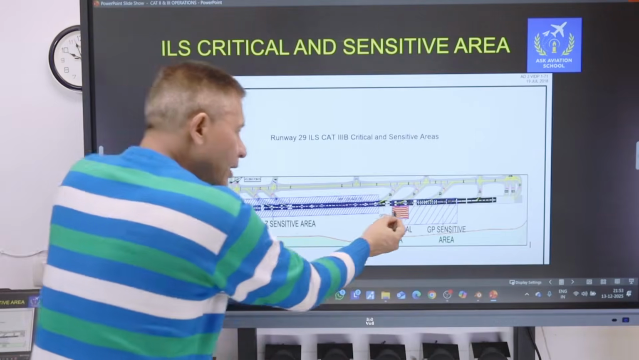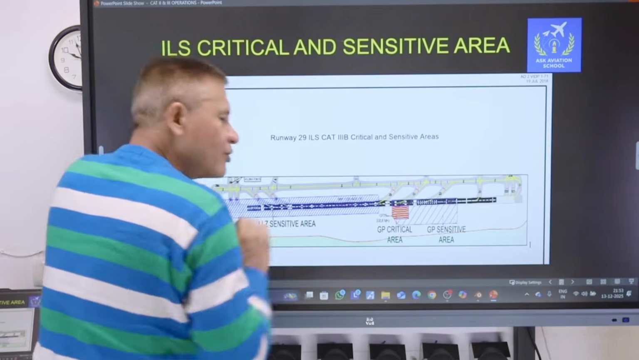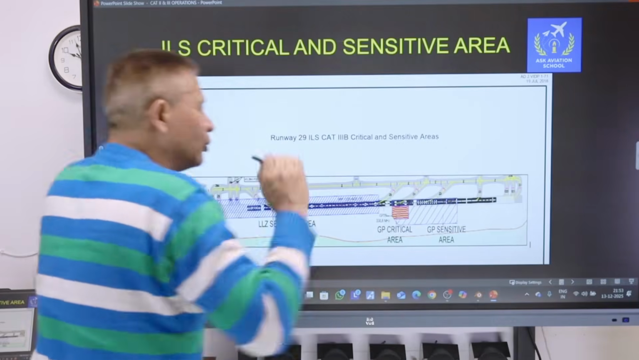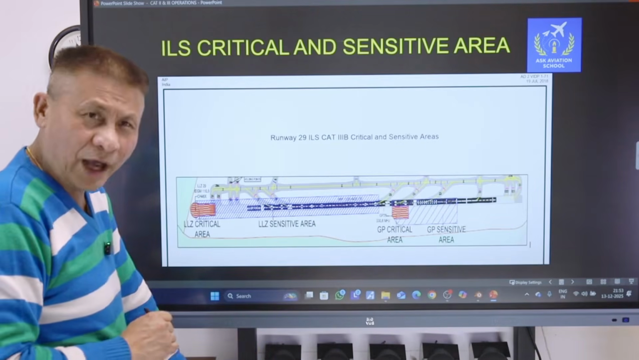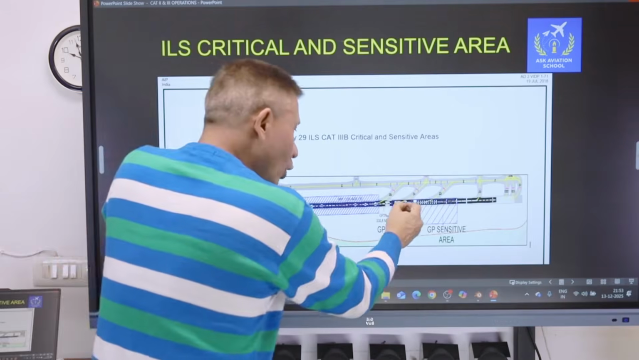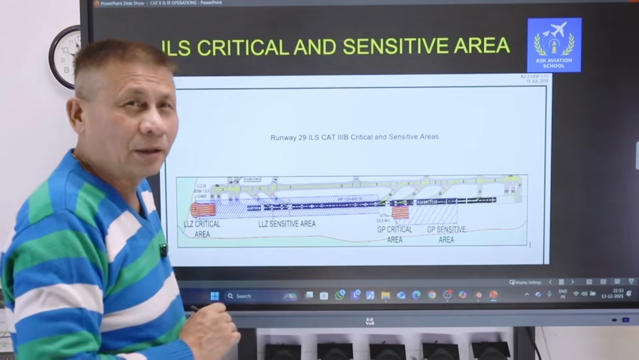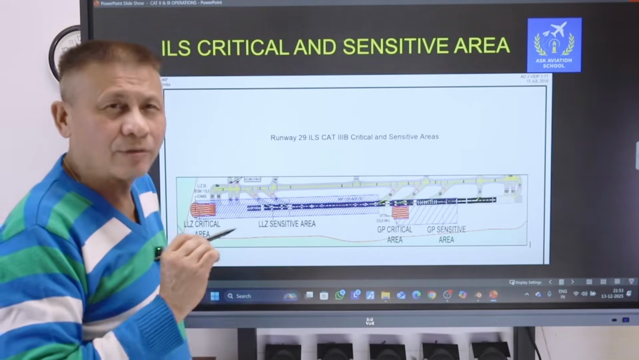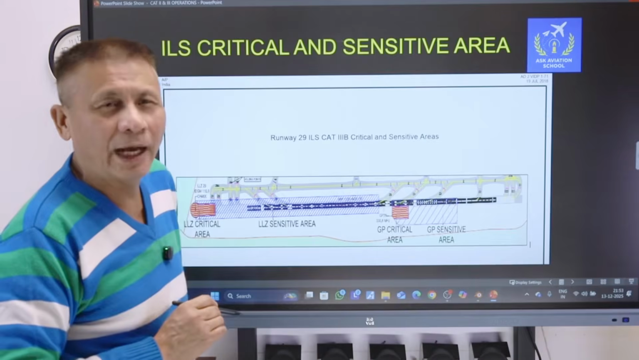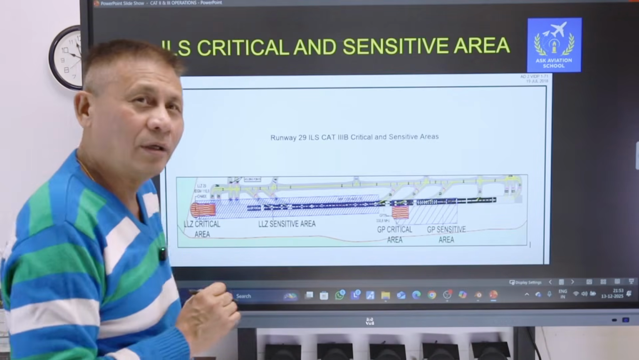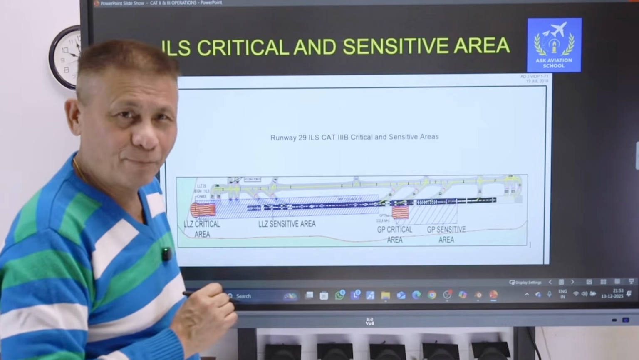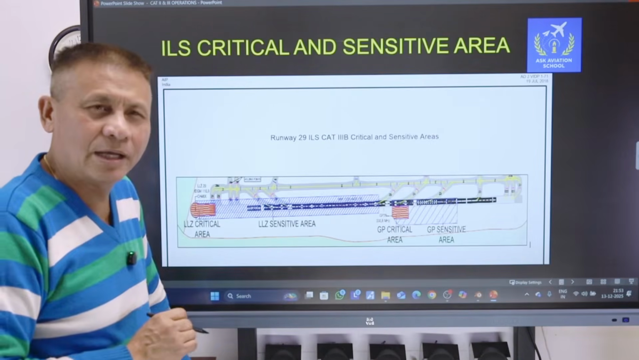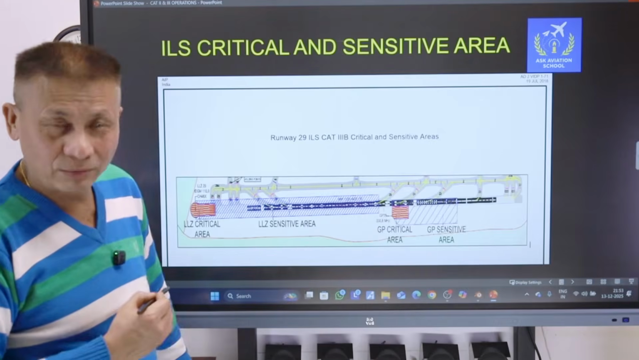Whereas there will be a critical area for the glide path signal also. The glide path antenna is going to be there 300 meters up onto the runway where your instrument threshold is there. So any area which is at the close vicinity of this glide path antenna will be protected from any movement, that is vehicles including the aeroplane, so that the ILS signal is not compromised. And the sensitive area are those areas where the movement of vehicles including the aeroplane is controlled.